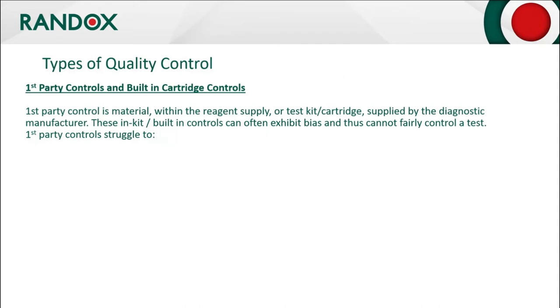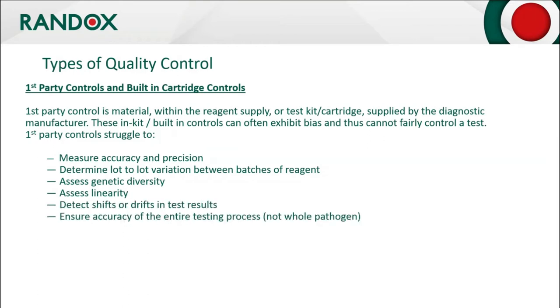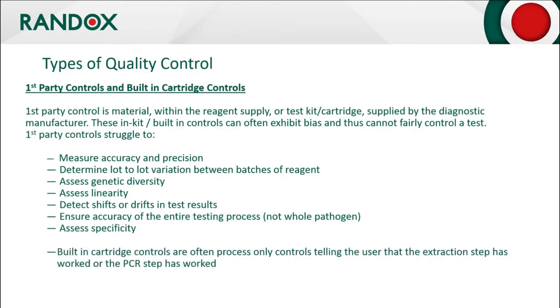Types of quality control. So first-party controls and built-in cartridge controls. First-party control is a material within the reagent supply or test kit cartridge supplied by the diagnostic manufacturer. Therefore, these built-in controls can often exhibit bias and cannot fairly control a test. First-party controls will struggle to measure accuracy and precision, determine lot-to-lot variation between batches of reagents, assess genetic diversity, assess linearity, detect shifts or drifts in test results, ensure accuracy of the entire testing process as they're not whole pathogen, and assess specificity. And built-in cartridge controls are often only process controls that tell the user that an extraction or amplification step has occurred.